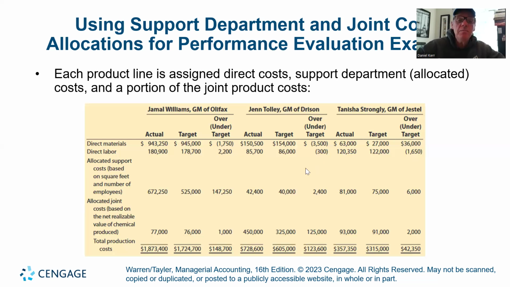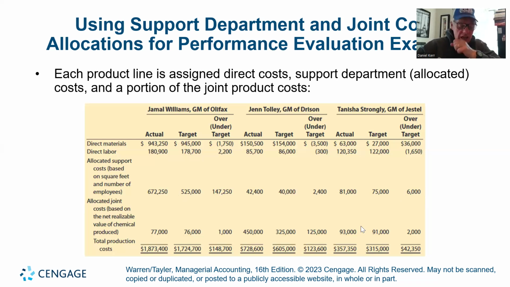And then scroll down to the bottom here. This is an allocation of the joint support costs, and they have no direct control over this. This is just based on the number of employees. So most of Jamal's being over budget comes from the allocation of the support costs that Jamal received, which Jamal may have no actual control over. So these costs which are allocated to them, they may have very little control over.